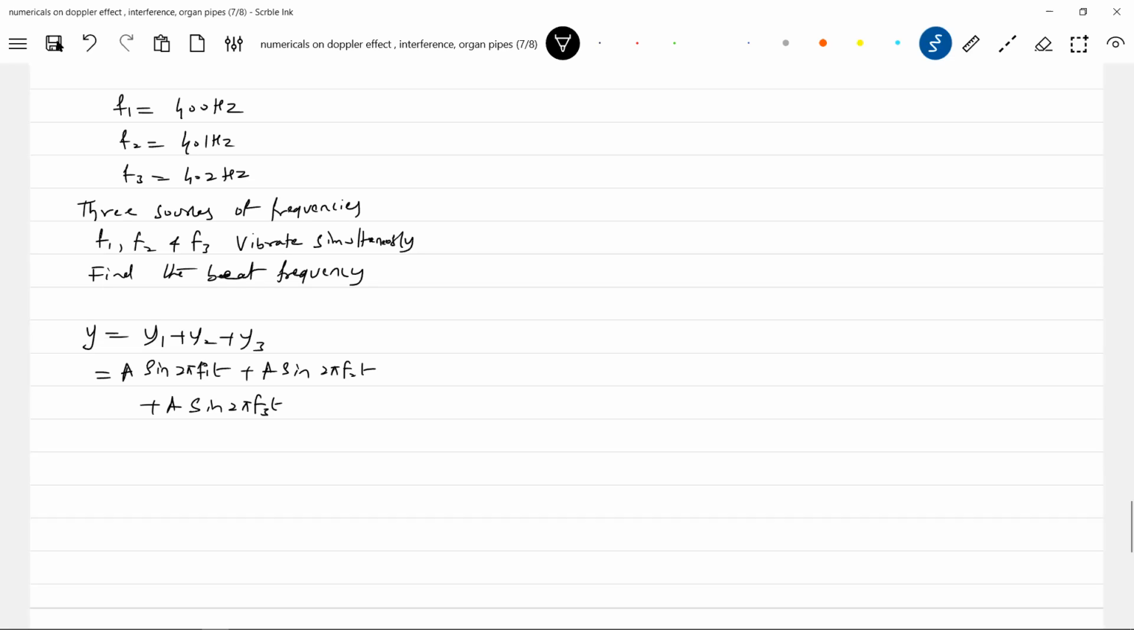Omega 1 you can write as 2 pi F1t. Omega 2 is 2 pi F2t. Omega 3 is 2 pi F3t. Let me further put it: A sine, this will be 2 pi 400 t, A sine 2 pi 401 t, and A sine 2 pi 402 t.